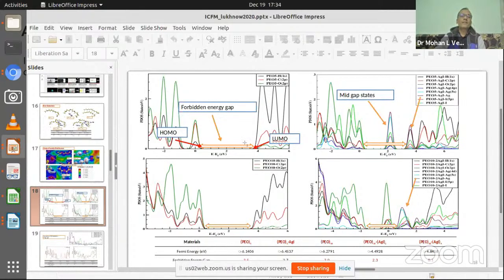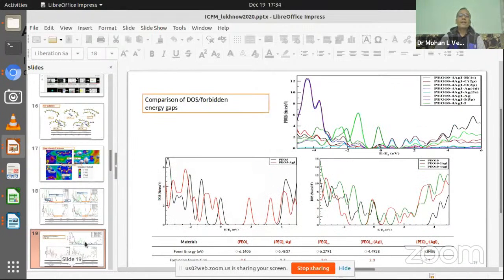This is the projected density of states plot of that particular system, and here this is the HOMO and this is the LUMO. This gap is known as the forbidden energy gap, which is the band gap. When we add more salt, this forbidden energy gap decreases and becomes zero when we add further. And when we add many more salt units, the forbidden energy gap is almost zero.